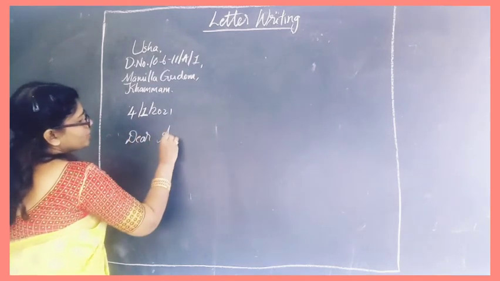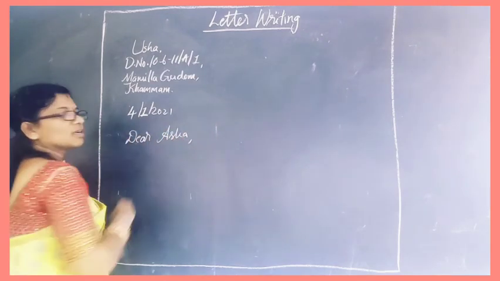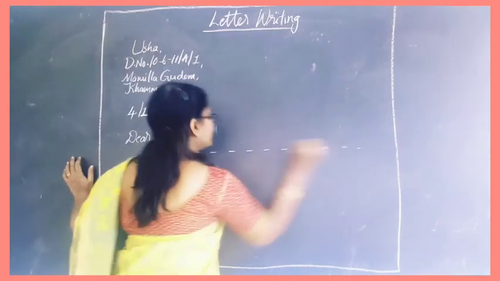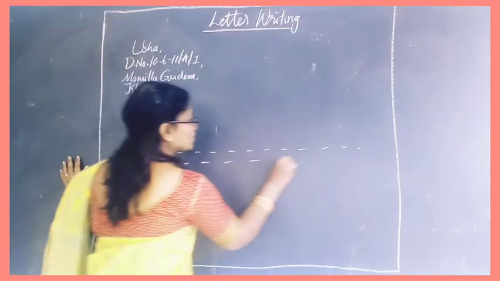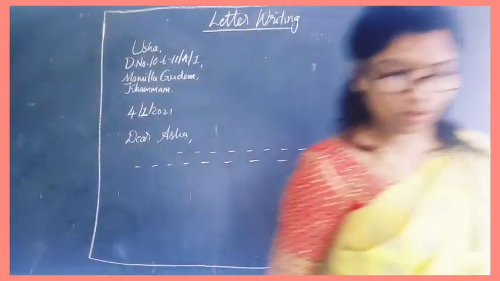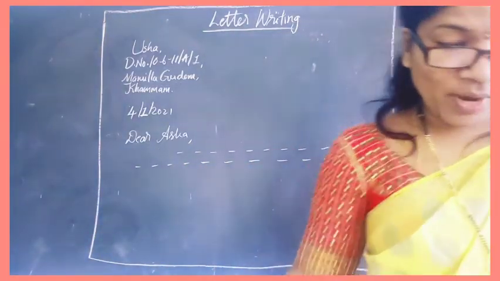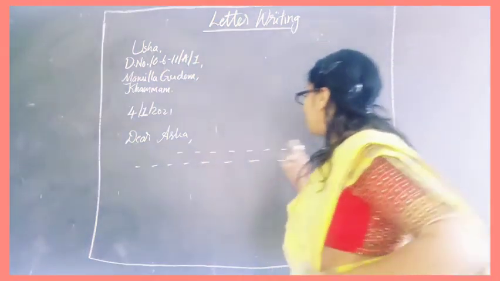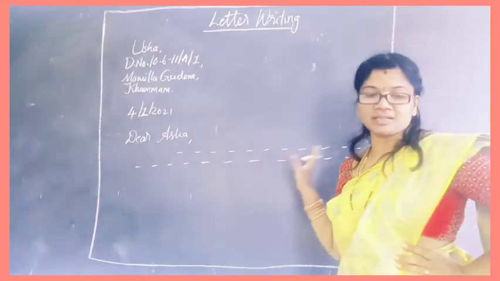Like, my friend's name is Asha. Dear Asha, comma. How are you? Start. How are you? I'm fine here. Now, what is this letter about? You have to invite your friend to come to the party you are planning. How is aunt and uncle?